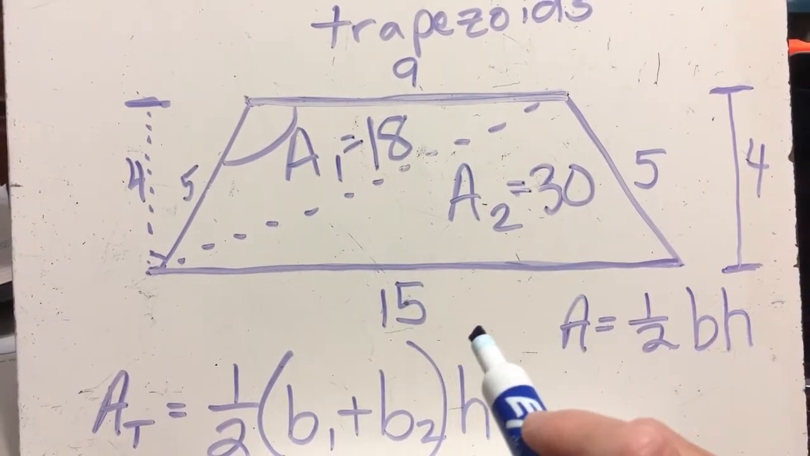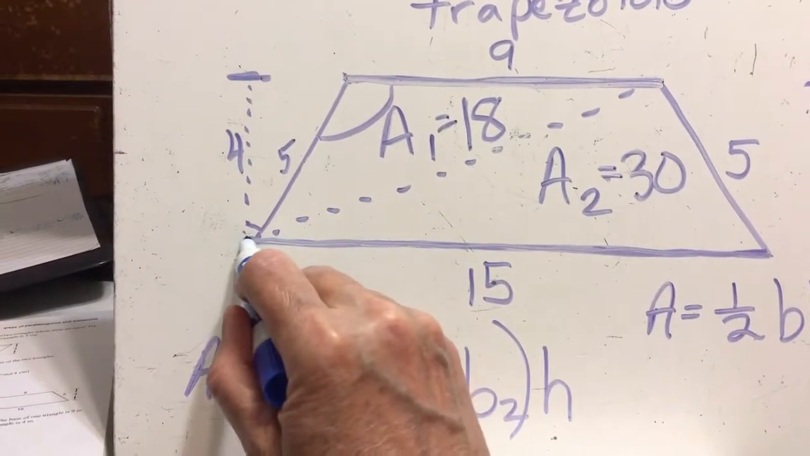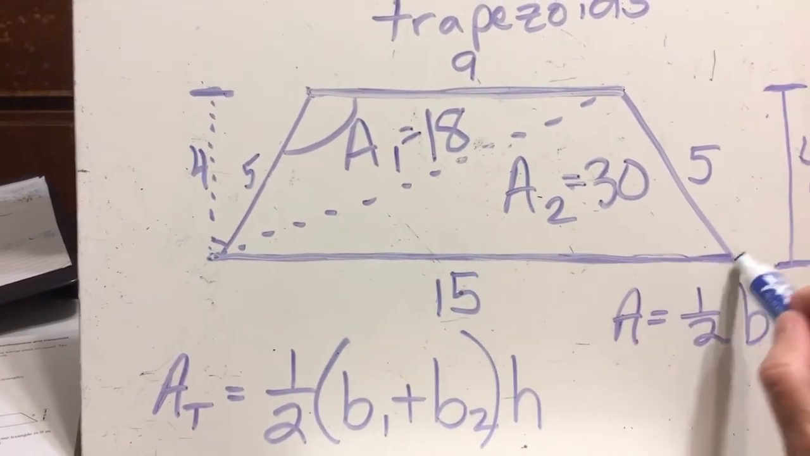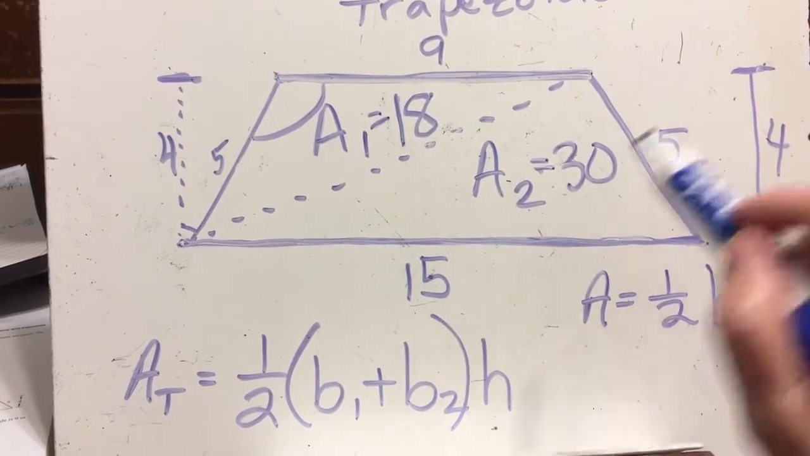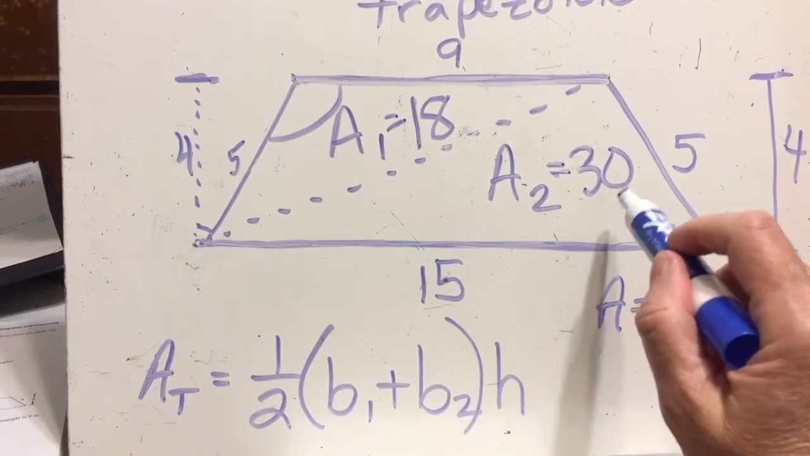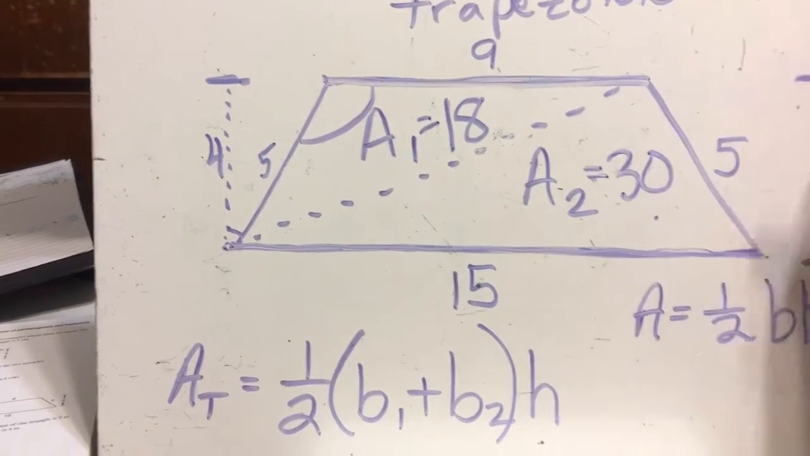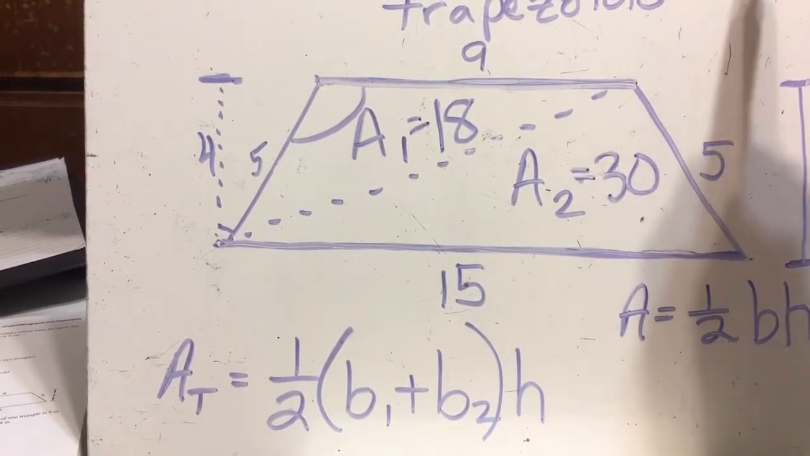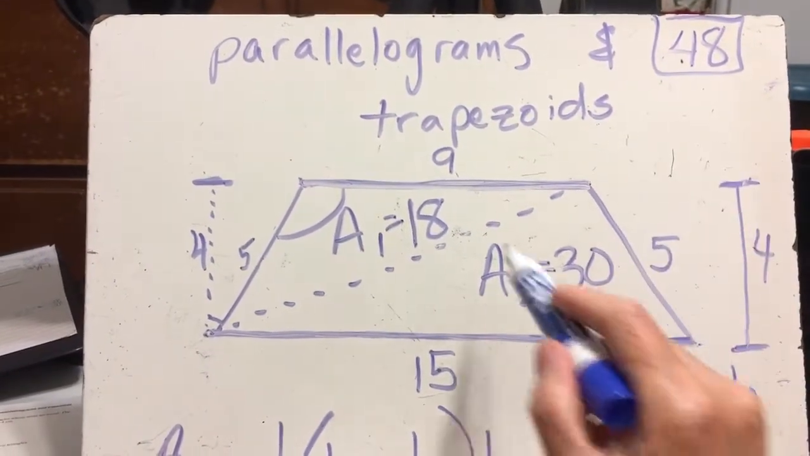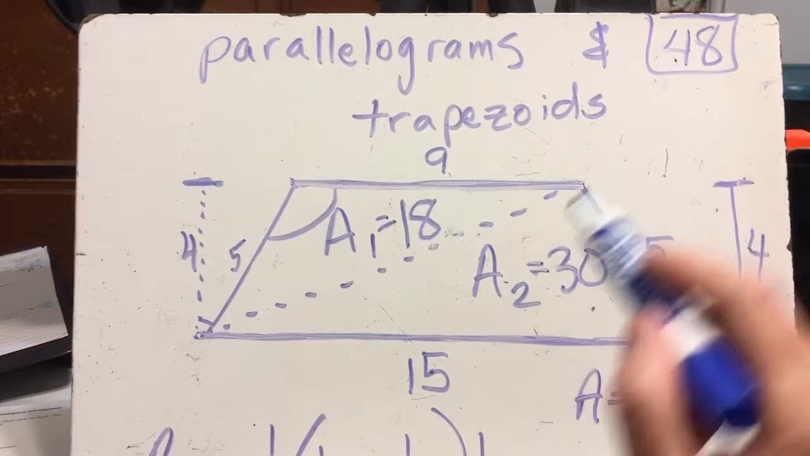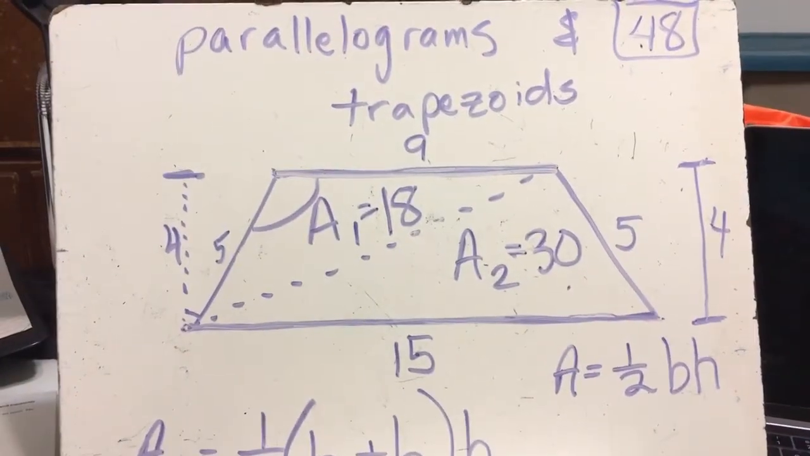So now we're going to look at the second portion. The second portion, we're going to use a base of 15. 15 times the height of 4 is going to be 60, and cut the 60 in half, and I get 30. So 30 plus 18 is going to be, let's put it up here, 30 plus 18 is 48. And so the area of the whole trapezoid is 48, doing it with the triangle method. Okay, so keep in mind we got a 48.